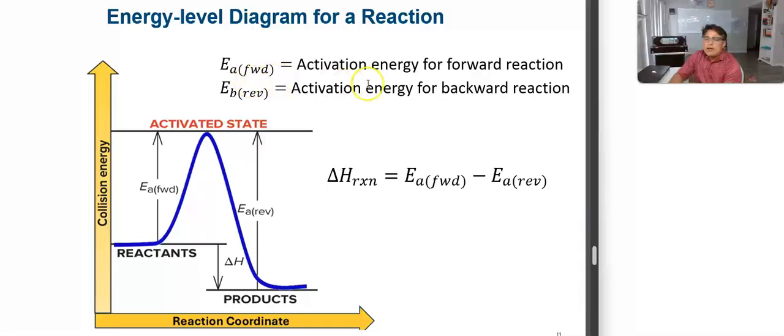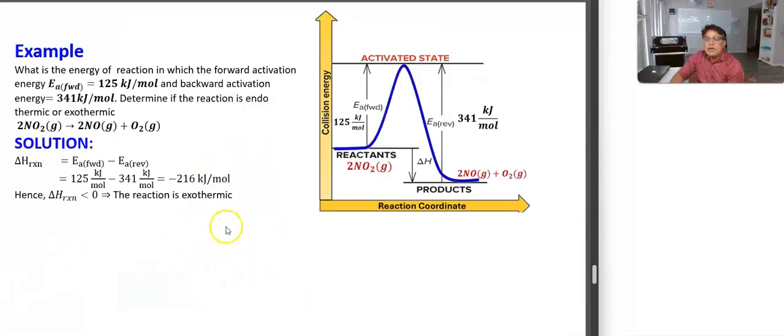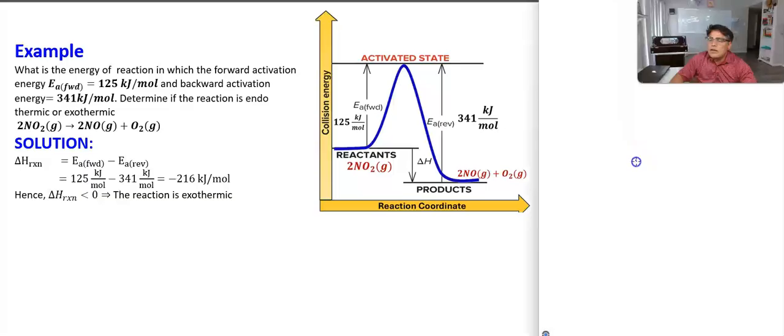Now let's see again. The same thing that we studied previously, we are repeating here. E forward is the activation energy for the forward reaction. E backward, or E reverse, means activation energy of the backward reaction, right? This is the forward and this is the backward, and this is the product. This is the exothermic reaction. We have to see that.